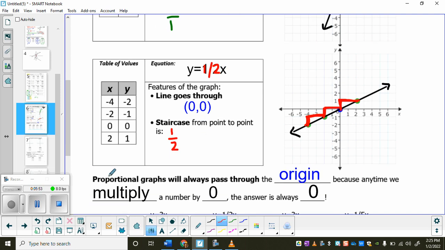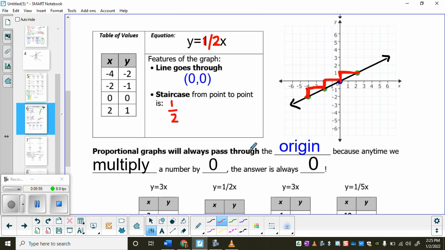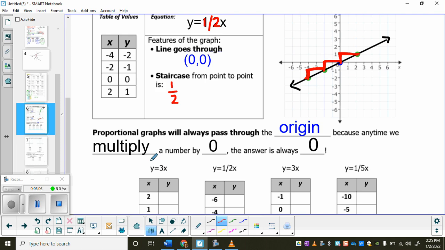So our proportional graphs down here, proportional graphs will always pass through the origin, we know that, because anytime we multiply a number by 0, the answer is always 0. If you're going to plug in a 0, your answer will always be a 0. So proportional graphs, y'all, always go through the origin. I can't say this enough.